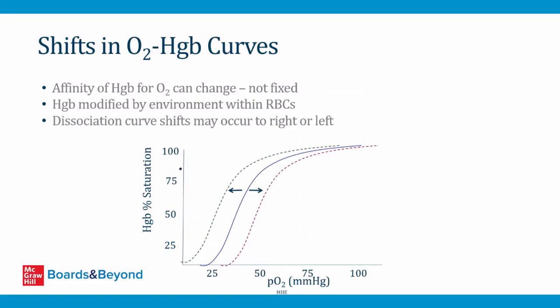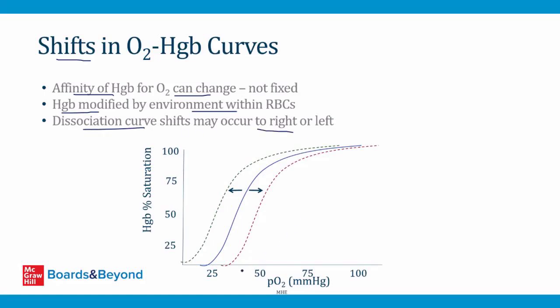Okay, the next thing you need to appreciate about these hemoglobin dissociation curves is that they can shift. So the affinity of hemoglobin for oxygen is not fixed and it can change. And the hemoglobin molecules are modified by the environment inside the red cells. And so depending upon the environment inside the red cells, the dissociation curves can shift to the right or left.